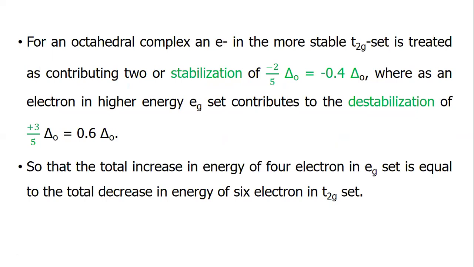For an octahedral complex, an electron in the more stable t2g set is treated as contributing a stabilization of minus 2 over 5 delta naught, minus 0.4 delta naught, whereas an electron in the higher energy eg set contributes a destabilization of plus 3 by 5 delta naught, 0.6 delta naught, so that the total increase in energy of 4 electrons in the eg set is equal to the total decrease in energy of 6 electrons in the t2g set.